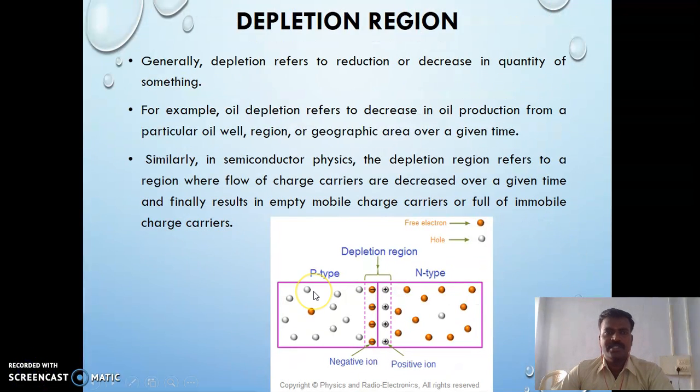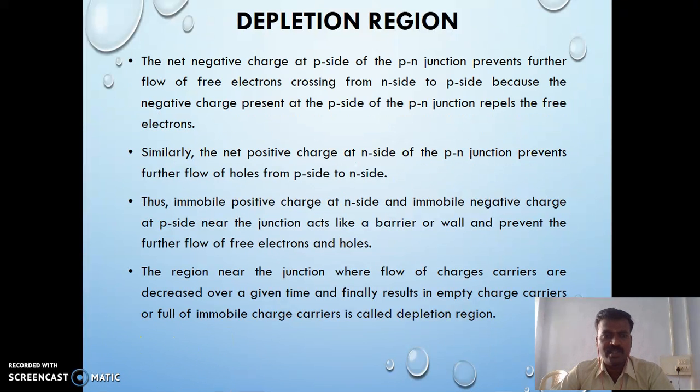The next thing is the depletion region. Generally, depletion refers to a reduction or decrease in quantity. Here, we already know that positive ions and negative ions are created in the PN junction. In this region, there is no further movement of electrons and holes through the junction, so this region is called the depletion region. Here you can see the definition: the region near the junction where the flow of charge carriers decreases over time and finally results in empty of charge carriers, or full of immobile charge carriers, is called the depletion region.